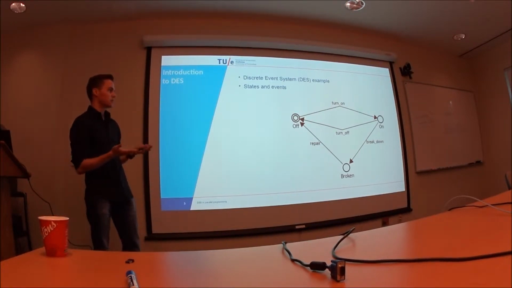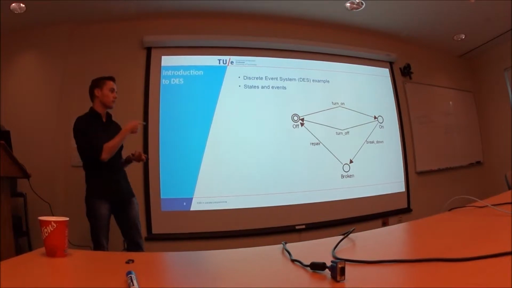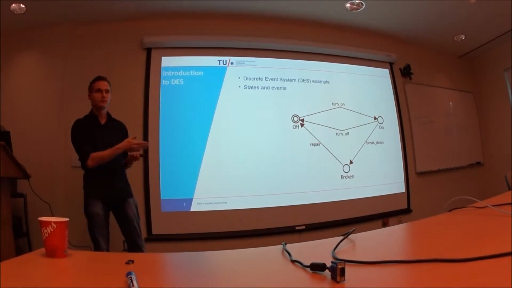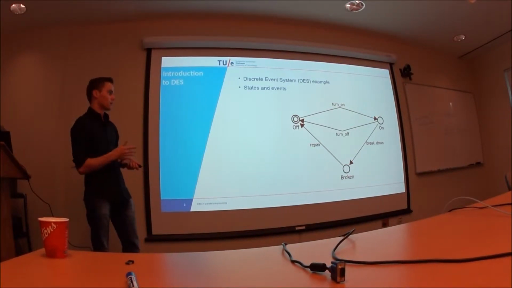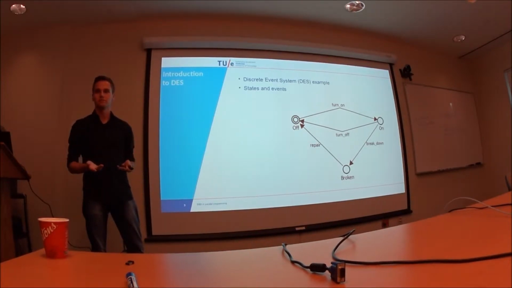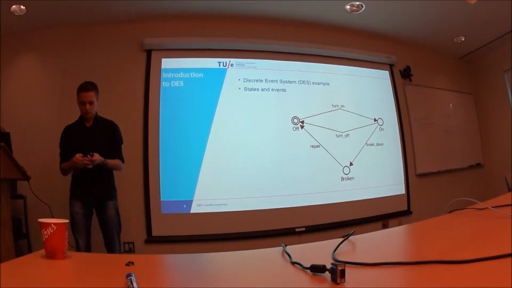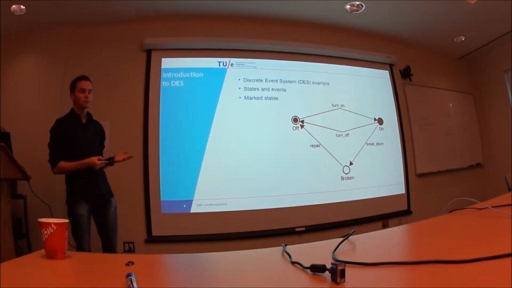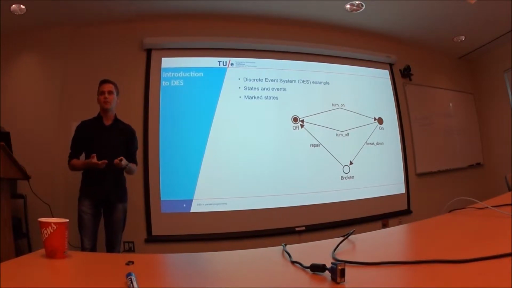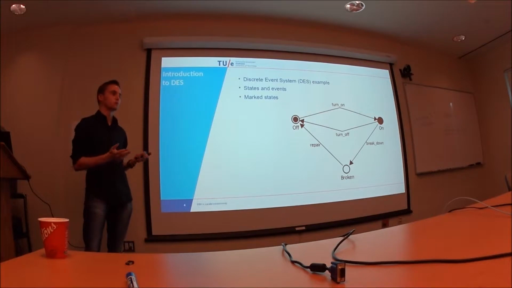The events are pretty self-explanatory. You turn it on, you turn it off, and if it's on, it can break down, and then we have to repair it. The off state has 2 circles, which indicates that it's the initial state, so we assume that it starts off in the off state. Then there's also a different type of state, which is the marked state. Marked states basically indicate our desired state. So these are the states we want the system to be in.